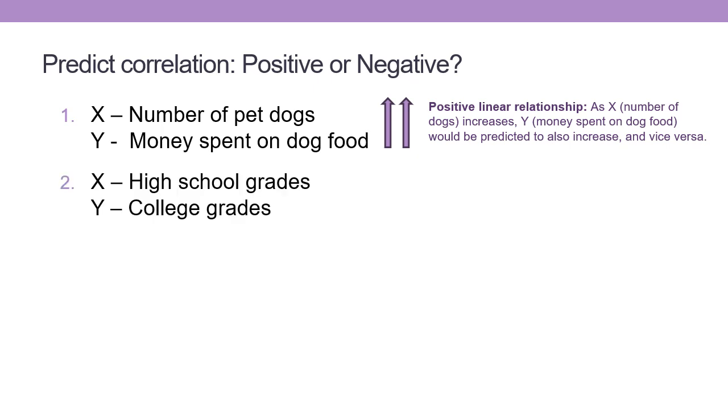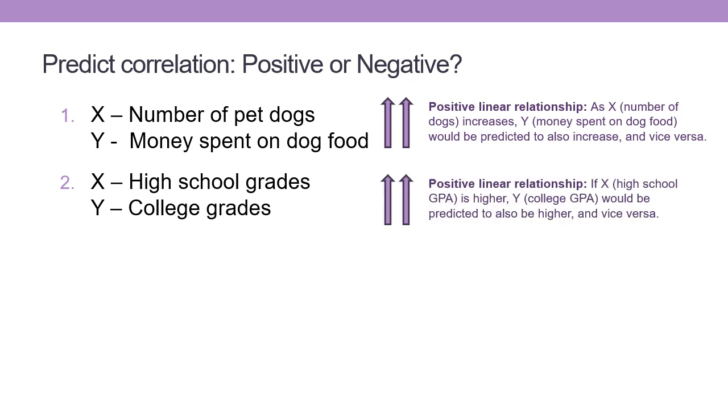Number 2, high school grades and college grades. What direction would you predict? As high school grades increase, would college grades also increase? Or as high school grades are higher, would college grades be lower? I would predict, and what most studies find, is a positive linear relationship. If high school GPA is higher, college GPA would also be predicted to be higher, and vice versa. If high school GPA is lower, college GPA might also be lower.